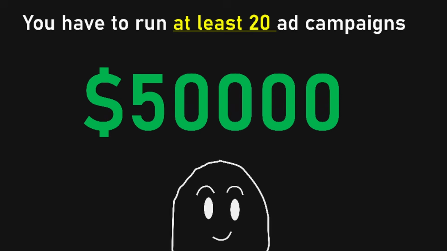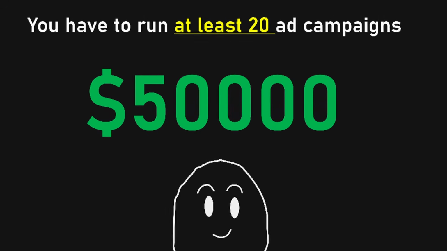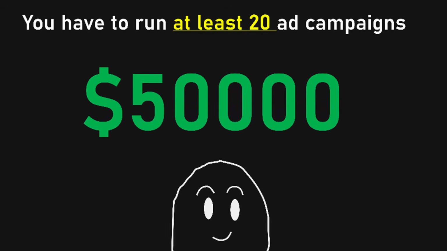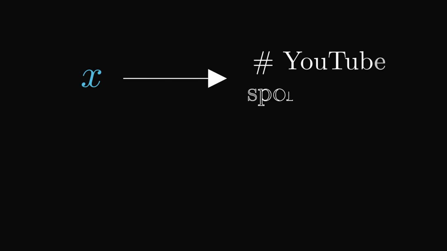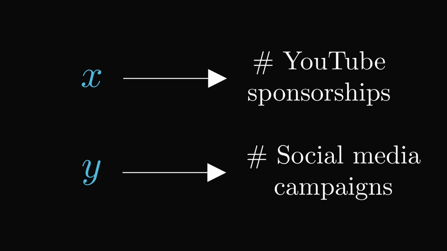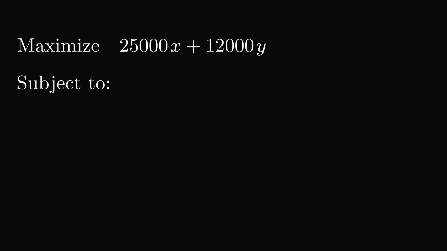The setup of this problem follows a format that is very common in business and industry, but before we investigate further, let us first translate it mathematically. If we denote by X the number of YouTube creators we will sponsor, and by Y the number of social media advertising campaigns, our goal is to maximize this quantity representing the number of people reached, subject to certain conditions.